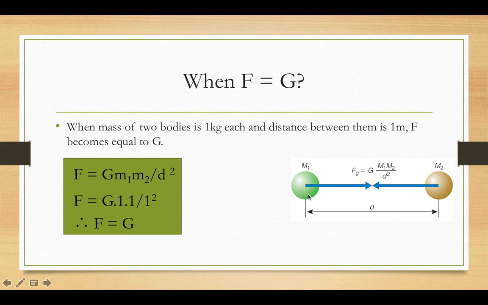If the masses of both bodies are 1 kg and the distance between them is 1 meter, then if you put those values here, F equals G times 1 kg, times 1 kg, by 1 meter square, so F results in G. That means when the masses of two bodies are 1 kg each and the distance between them is 1 meter, then F becomes equal to G. Sometimes a question may ask you, in what condition is the force of gravitation equivalent to the universal gravitational constant? So your answer is when the masses of two bodies are 1 kg each, separated by 1 meter distance.